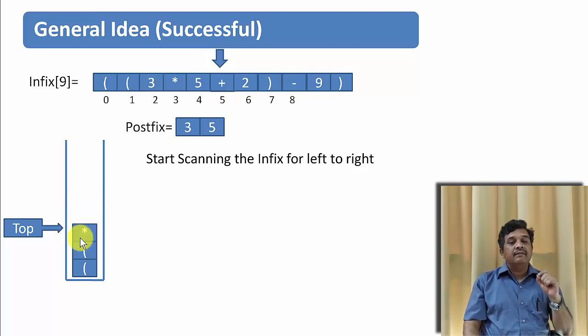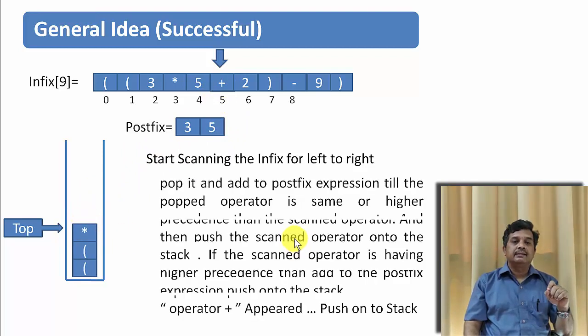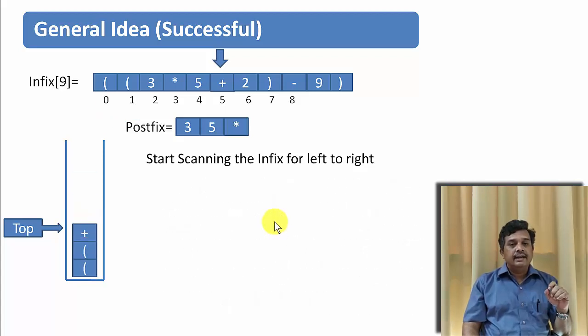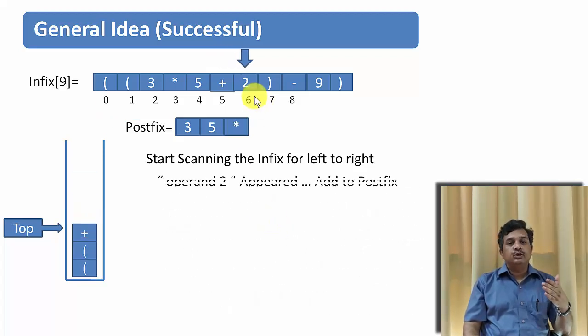So star is having higher precedence than plus. So what I have to do? I have to take the star and write it in the postfix expression and take plus and push it onto the stack. Something like this. Now the next character is a numeric value 2. So as usual, I'll write it in the postfix expression.